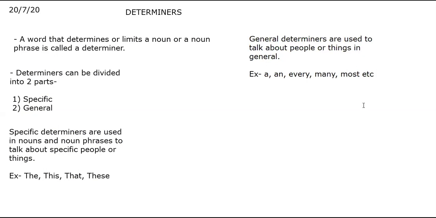So when I'm not talking about something particular, for example, a bird, an animal. So it can be any animal, right? If I say a bird came and sat on my window, so any bird can come and sit on my window. But if I say this bird, so I'm specifying which bird. That is why a, an, every, many, most, which do not point towards a specific object, are called general determiners. Clear? Now you can pause the video and write till here.